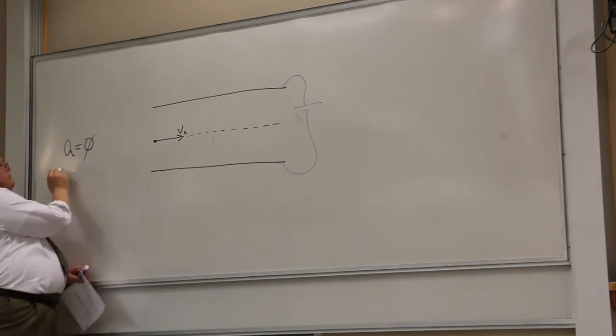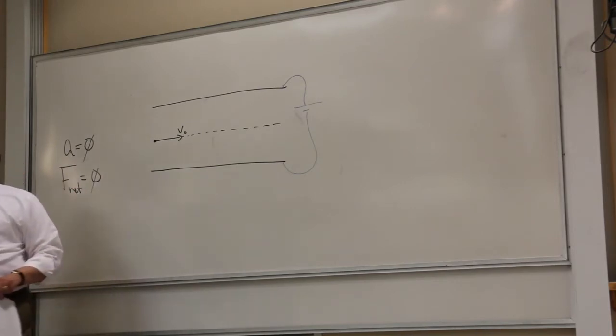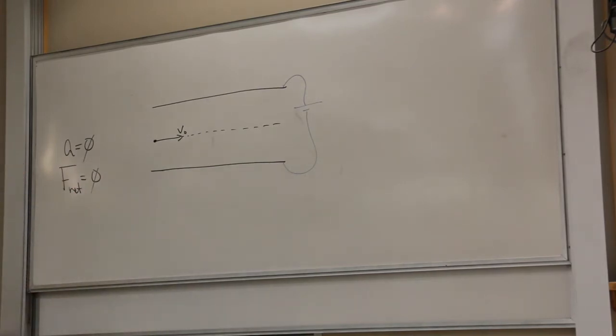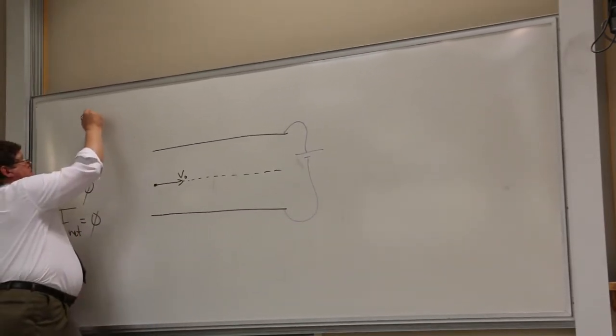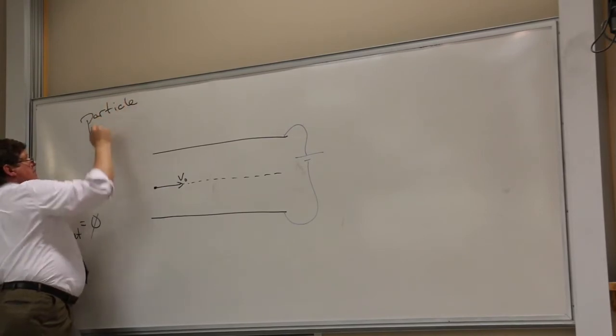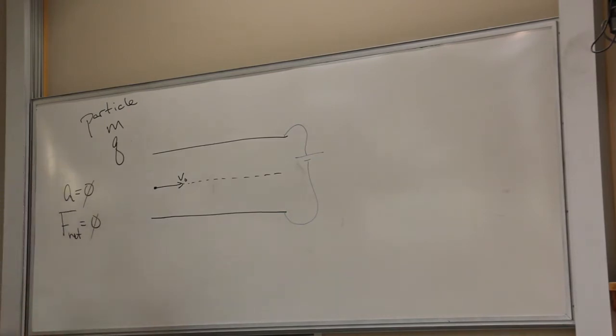Now, when something travels in a straight line without speeding up or slowing down, you recognize that as zero acceleration. And by Newton's second law, you recognize that the net force on that particle must be zero. Now, in this case, we're not dealing with something like a proton or electron. We're dealing with an actual particle of mass m and charge q. And the first question asks, what kind of charge do I have, positive or negative, on this particle? Tell your neighbor what you think it is, positive or negative.